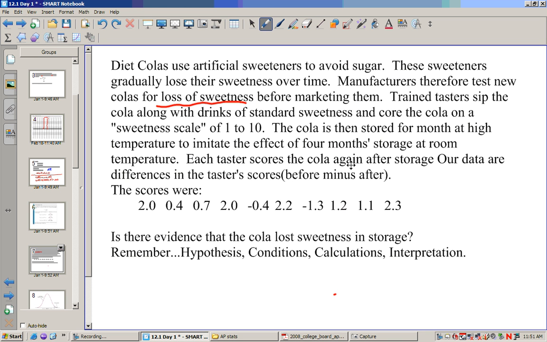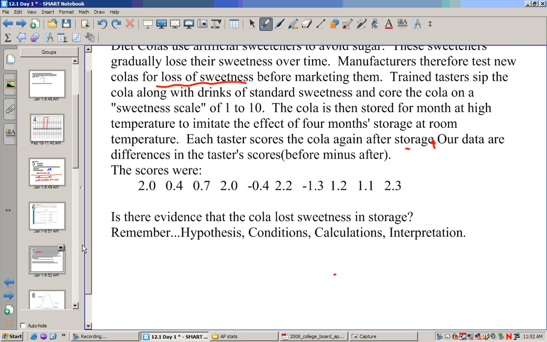So each taster tests the cola again after storage. Our data are the differences in the taster scores. So let's do a hypothesis test.